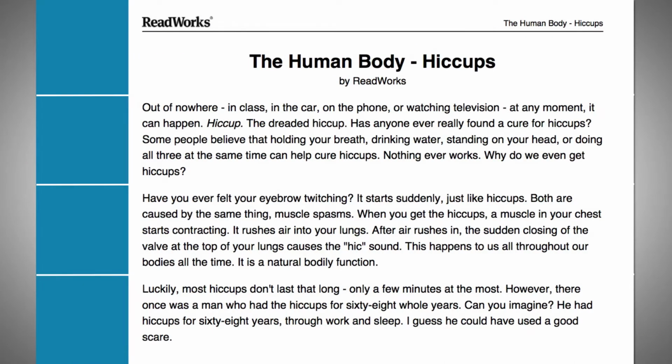I have chosen a 3rd grade passage from readworks.org titled The Human Body, Hiccups. I chose this passage because of the content, the length, and the number of paragraphs. Let's get started. Since this is a 3-paragraph passage, we will do an I do or model of the first paragraph. On the 2nd paragraph, you can do a we do with a whole class or partner. And then on the 3rd paragraph, a we do with a partner again.